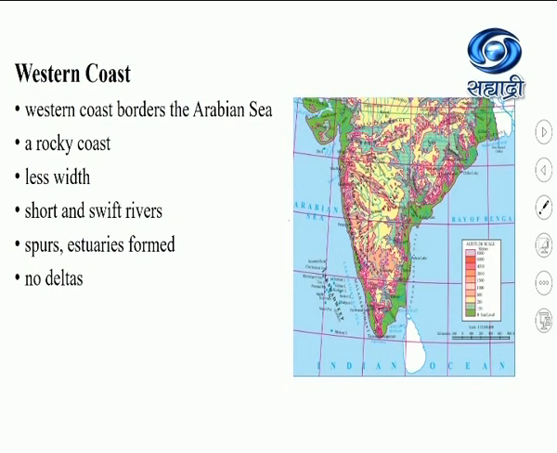by the rivers, but you will find spurs and estuaries which are formed by the rivers originating and draining through the western coastal region. So here this western coastal area is bordered by the Arabian Sea and it is narrow, as you can see. Very short and swift rivers flow which do not form deltas, but they form spurs and estuaries, and it is a very rocky coast.